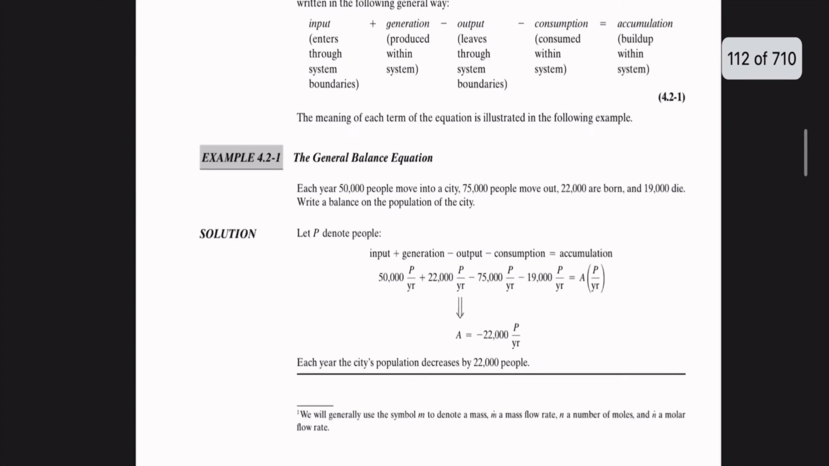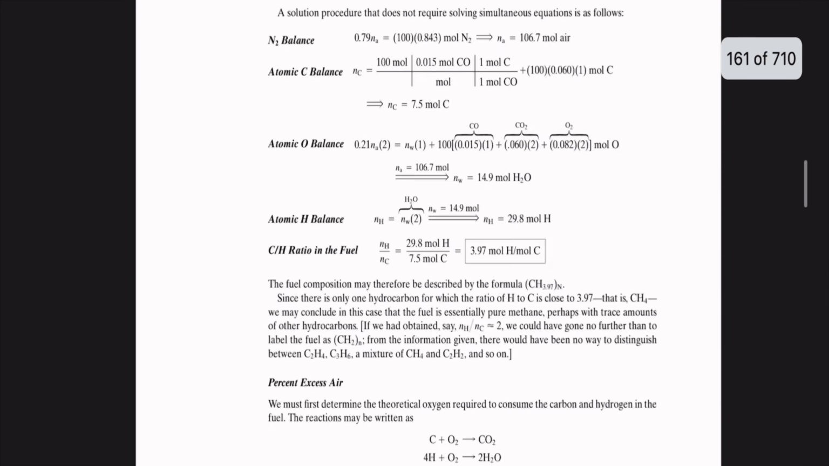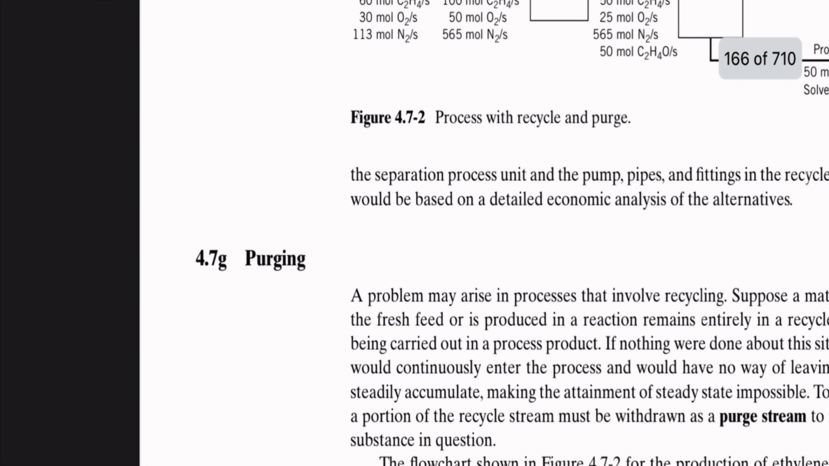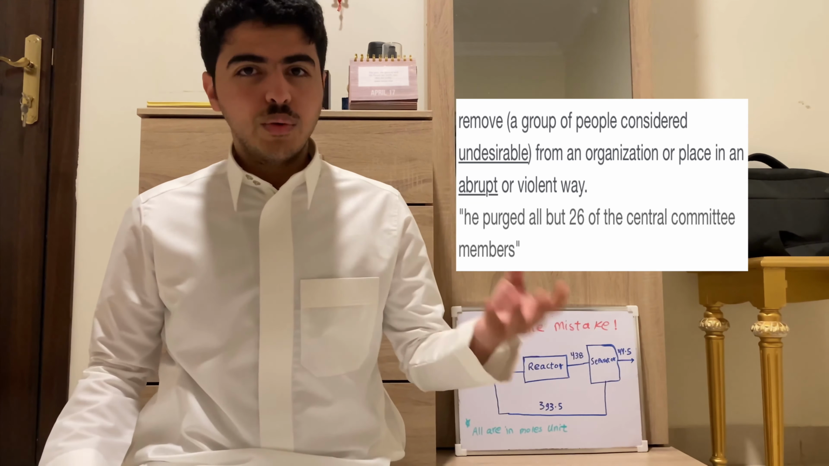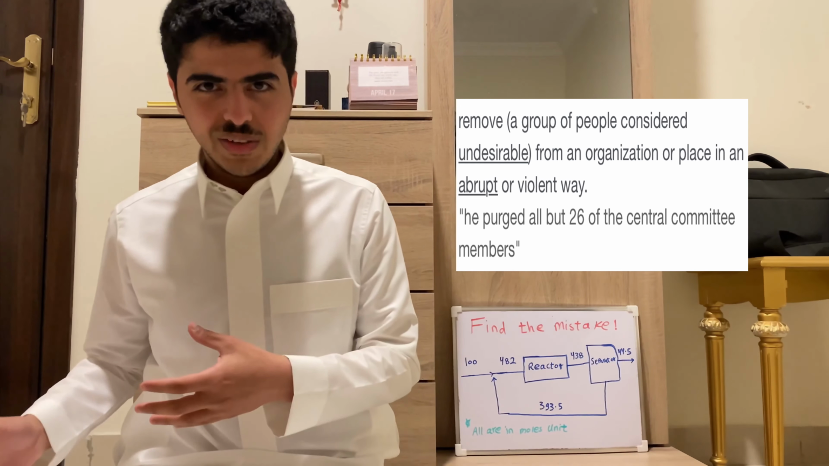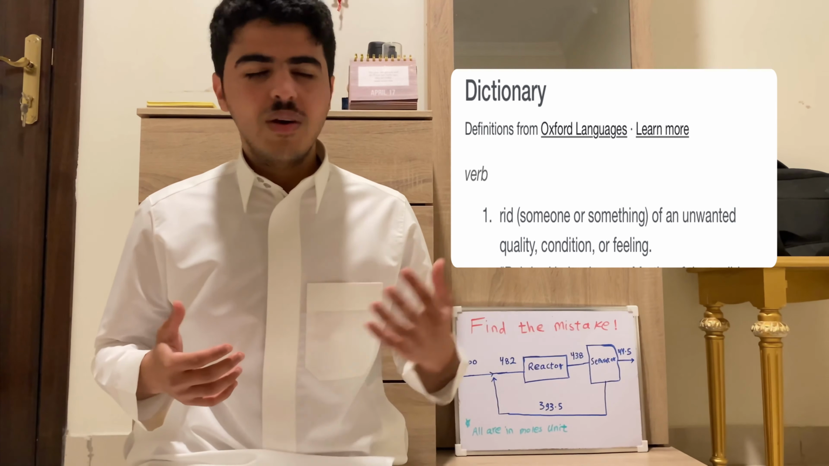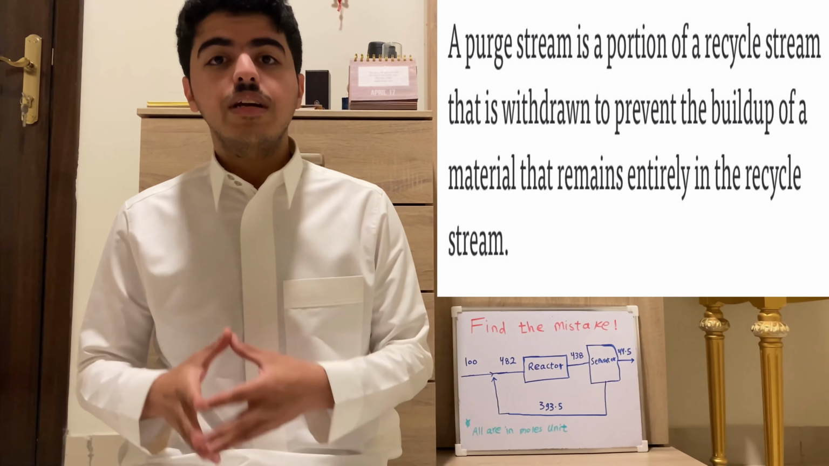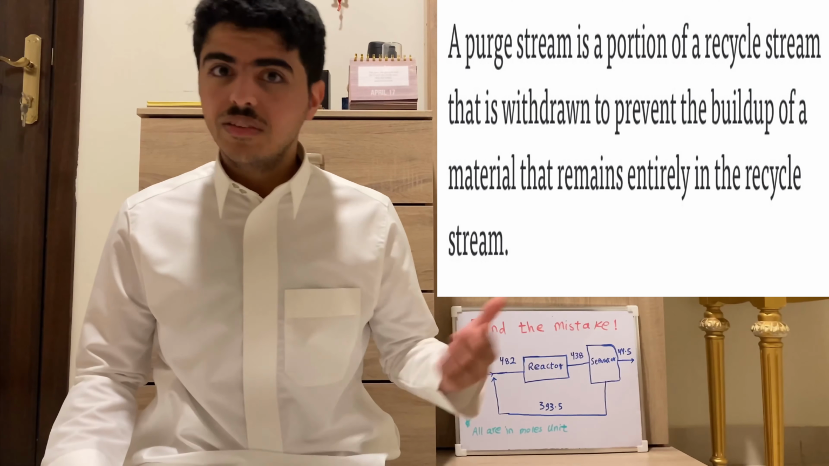As I was going through the pages in the book, I saw an interesting section with a new word that I have not ever heard about, which is the concept of purge. Purge as an English word means remove something, as in get rid of a group of people from an organization or from your life, or get rid of that feeling that you have, whether sad or happy or whatever. But in chemical engineering, it means removing the impurities, the things that make the system not reach a steady state.